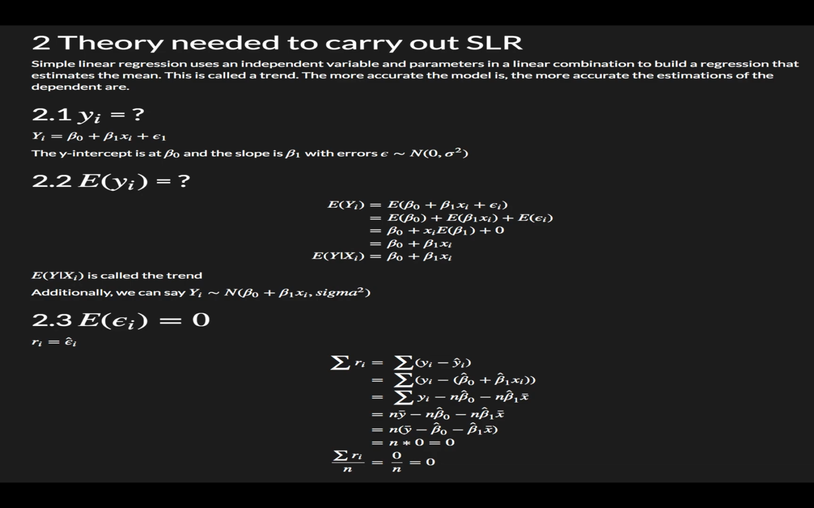Now let's take a look at the expected value of the error, and let's prove that it's 0. Epsilon i hat is known as the estimation of the error, which is also known as the residual, or Ri. If we go down here, we take the sum of the residual, which is equal to yi minus the estimation of yi. We can then plug in the equations for yi and y hat, and we end up getting that the summation of the residual over n, the number, is equal to 0 over n, which is equal to 0, therefore proving that the expected value of the error is 0.